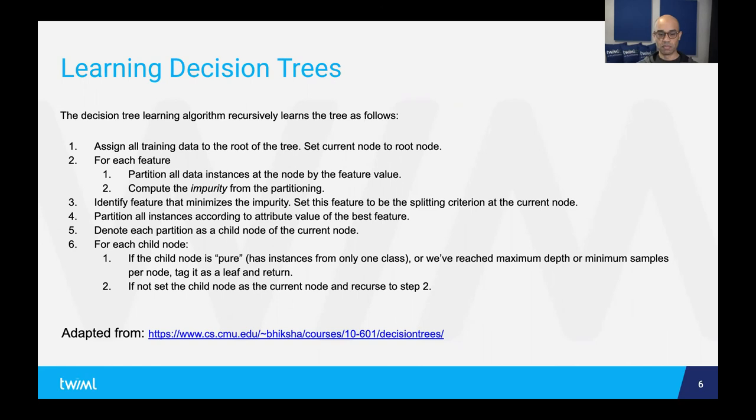notes the sides of the partition as child nodes of the current node, and then does some tests to determine if a child node is either pure because it only has one class in it, or is otherwise constrained by some of the settings for the algorithm, whether you've hit a maximum depth or you have not achieved the minimum number of samples for a particular node. In which case you are tagging your node as a leaf and then going back into the recursion. Otherwise you set it as a child and you start this process all over again.